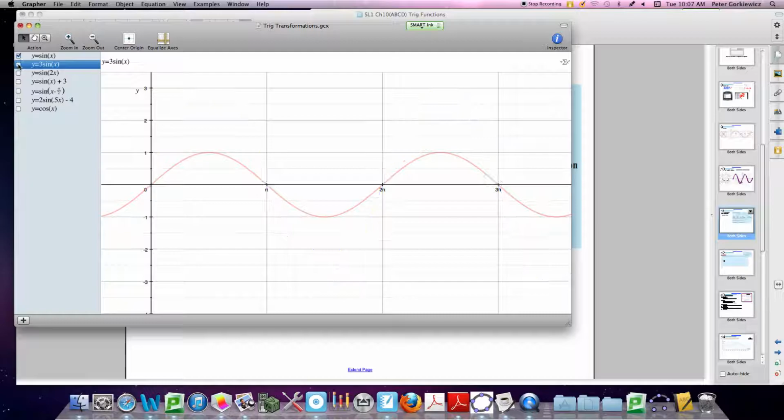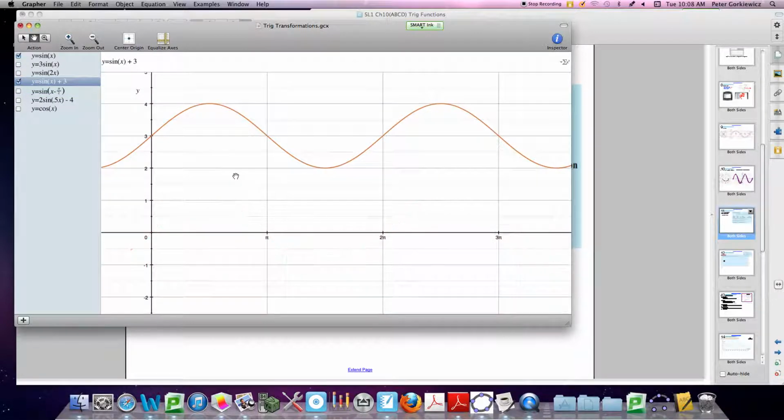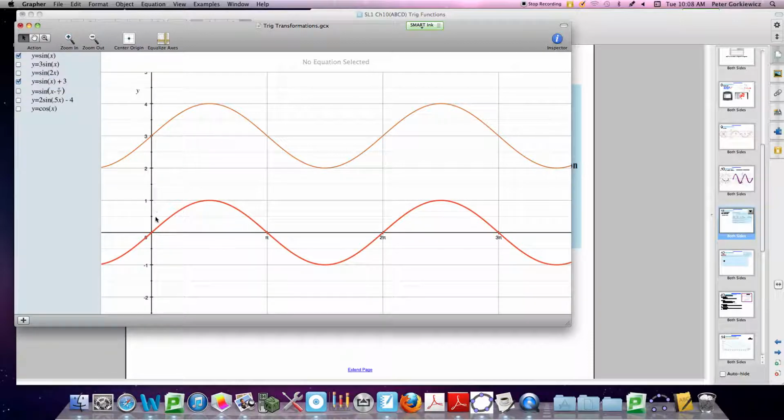Yeah? All right, let's look at this guy. So here's our boring old normal sine curve. Here's sine of x plus 3, right? And the only thing that's changed here is the equilibrium point. It was at 0 here. Equilibrium point is here at 3, right? And it still goes 1 unit up from equilibrium to max, 1 unit down from equilibrium to min, right?